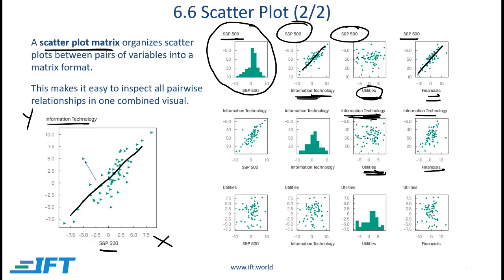So the larger point is that we put this data together in the form of a matrix. Each individual picture still covers only two variables, but collectively through this matrix, we can look at the relationship between multiple variables. And this phrase is something you can remember because it might show up on your exam question. A scatter plot matrix makes it easy to inspect all pairwise relationships in one combined visual.